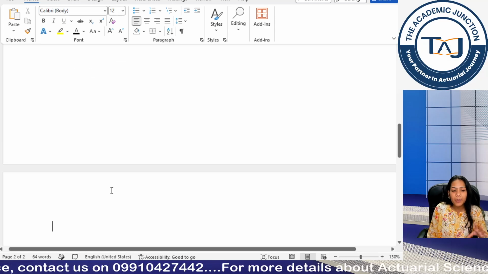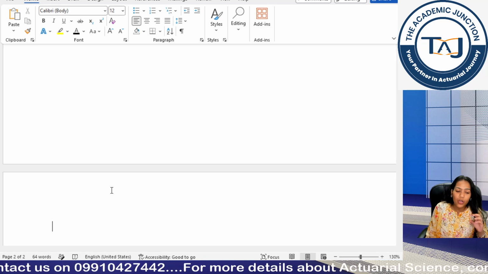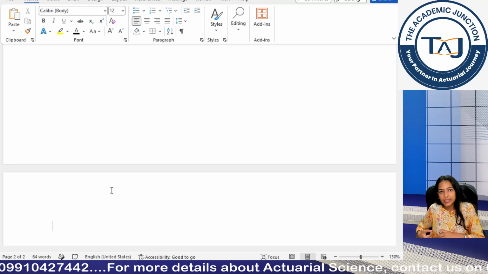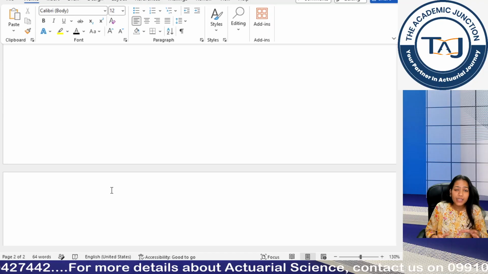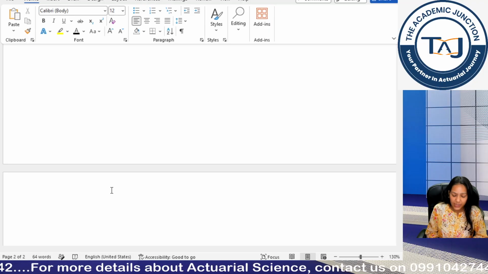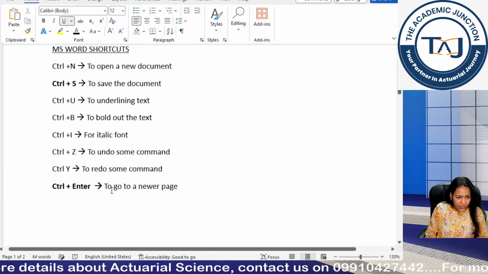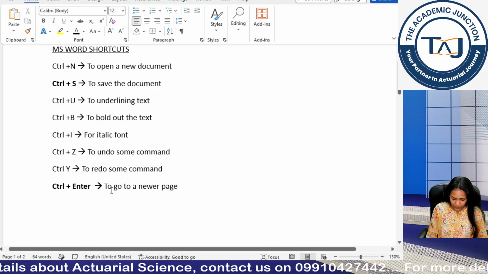Now even if you add any page or any content in between, there is no issue. Your newer page will start. Okay, your script will always start from the top of the page. That's what we are supposed to do. Cool. So these were some shortcuts.